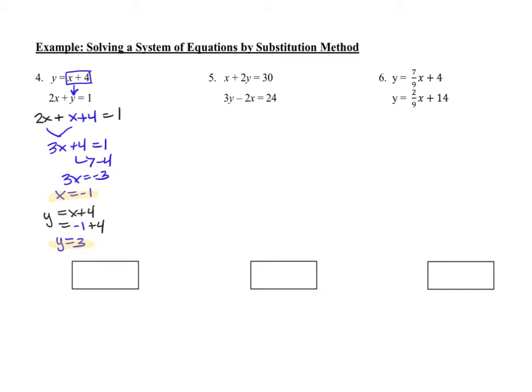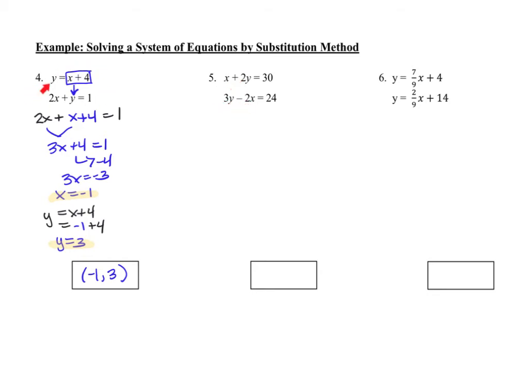So the solution to this system is -1, 3. And you want to make sure you write it as an ordered pair because the solution to a system is where the graphs intersect. If you take a look at number 5, this one's set up a little bit different because you have both of the variable terms on the same side.